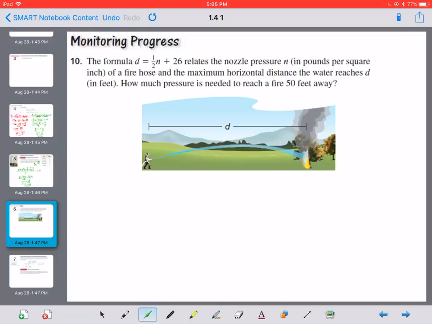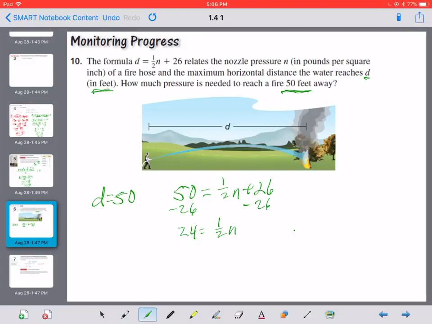The formula D equals 1/2 N plus 26 relates to the nozzle pressure in pounds per square inch of a fire hose and the maximum horizontal distance the water reaches, D, in feet. How much pressure is needed to reach a fire 50 feet away? They gave me 50 feet. In feet is D, so I know D is 50. So I'm going to plug that in. I'm going to say 50 equals 1/2 N plus 26. I'm going to get N by itself, so move the 26.